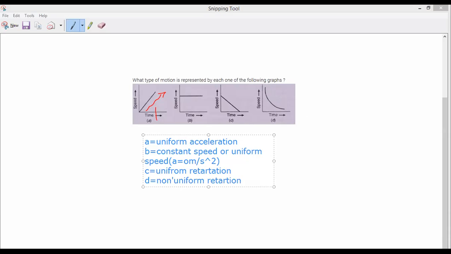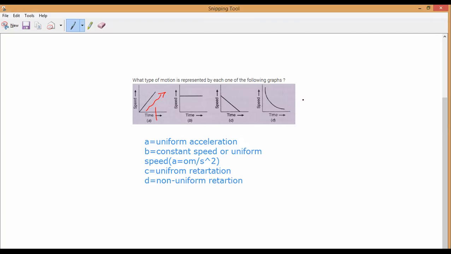Draw the graph, all of you. Non-uniform retardation. That is about it. Do it. Suppose here you see, if the graph comes like this, Pradosh, then what will you say? The graph will come like this. This is what? Non-uniform acceleration.